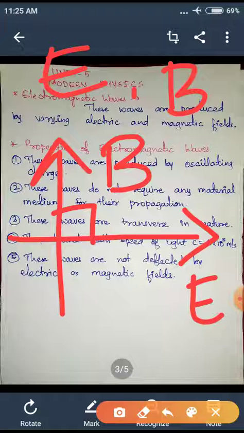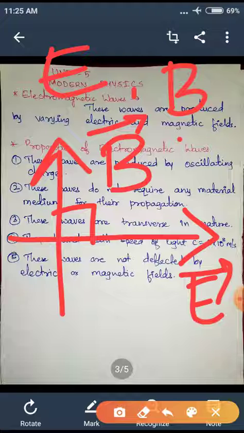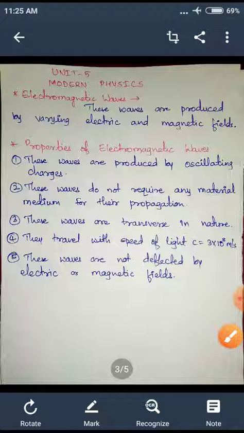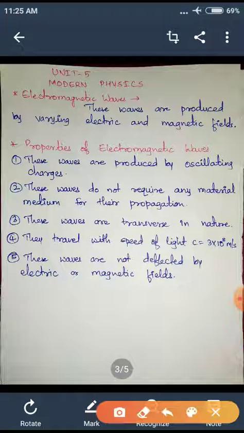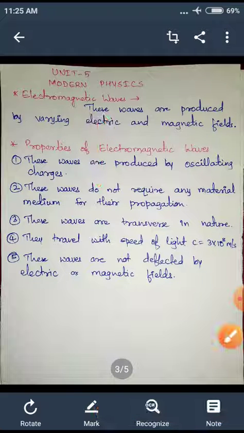So, if electric field is changing, magnetic field is produced, and if magnetic field is changing, electric field is produced, and they both together give rise to electromagnetic waves. These waves travel with the same speed in all the mediums. What are the properties of electromagnetic waves?